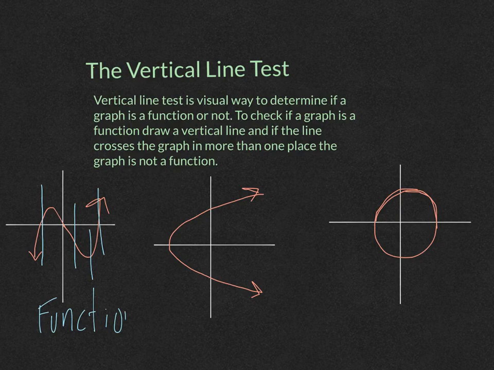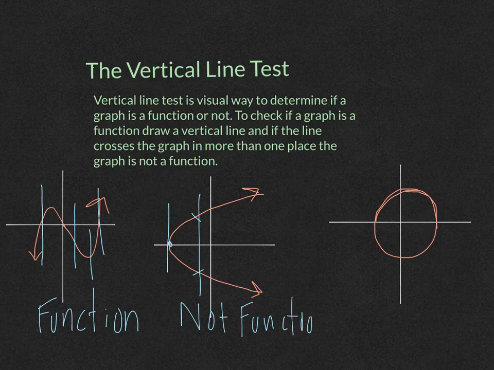Now let's take a look at the second graph. If I draw a vertical line here, it's crossing in just one spot. But if I draw a vertical line here, it's crossing in two spots. So that's more than one spot anywhere on the function, so this would be not a function. And if we take a look at this last one, I can draw a vertical line here and it's going to cross in more than one spot, so that one would not be a function.